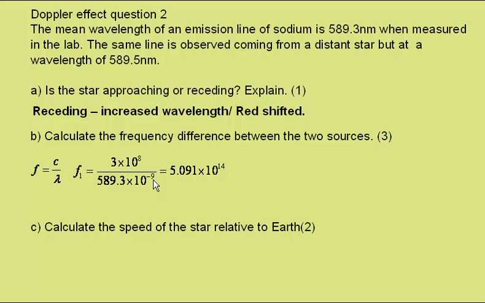This gives frequency 1 of 5.091 times 10 to the 14 Hertz. Frequency 2, putting in the speed of light again, and 589.5 nanometers, has a frequency of 5.089 times 10 to the 14 Hertz. We do have to go to several decimal places to be able to show a difference here. It's a very slight difference.